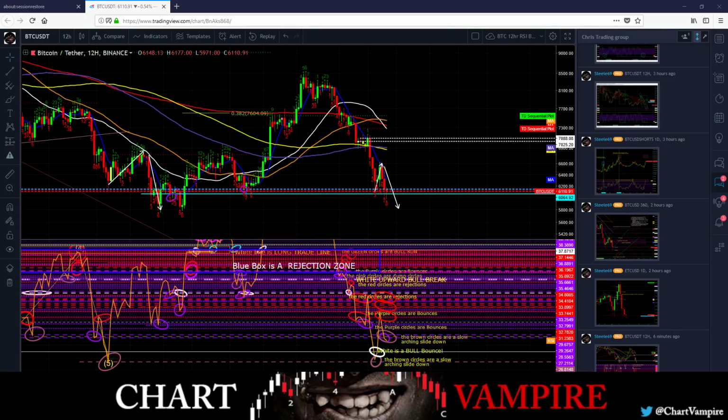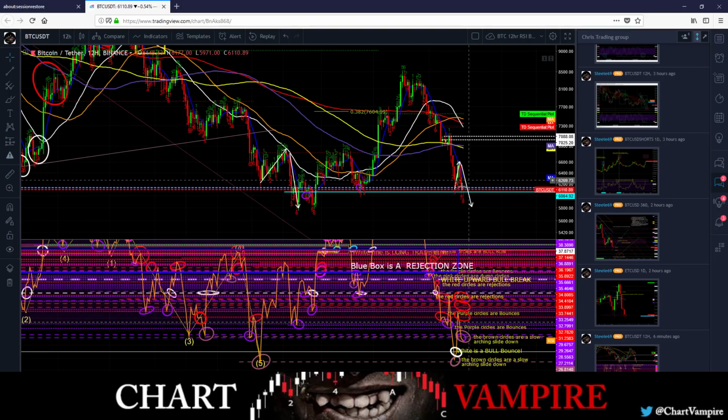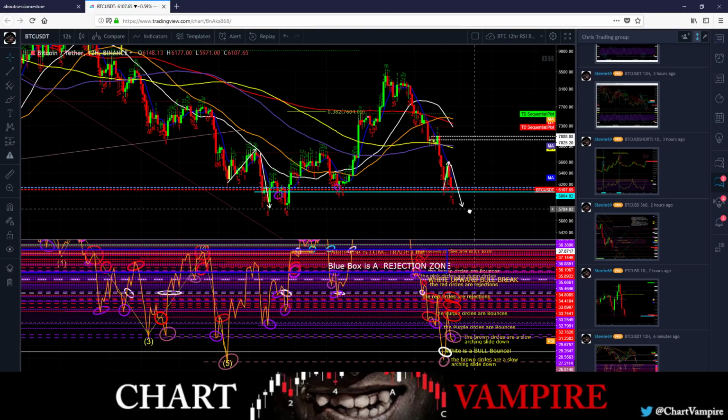All right, so let's go over really quick what we got going on. So here's kind of what I see, right? Here, this is an old chart. This is an old chart I'd done up. These are some old arrows.